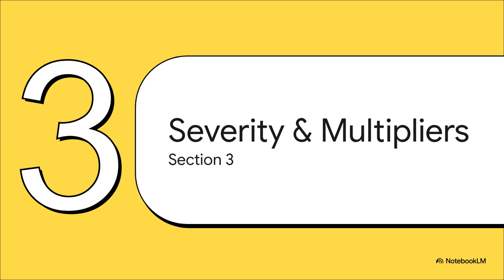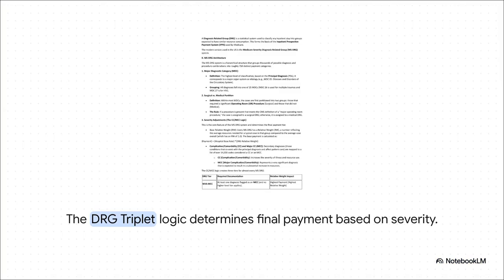Let's look closer at that severity piece in Section 3, Severity, CCs and MCCs. Now, what's really interesting here is how the MS-DRG system categorizes secondary diagnoses. It pulls from a massive list of over 14,000 codes that are considered either a CC, that's a complication or comorbidity, or an MCC, which is a major complication or comorbidity. The system uses 3 distinct payment tiers.